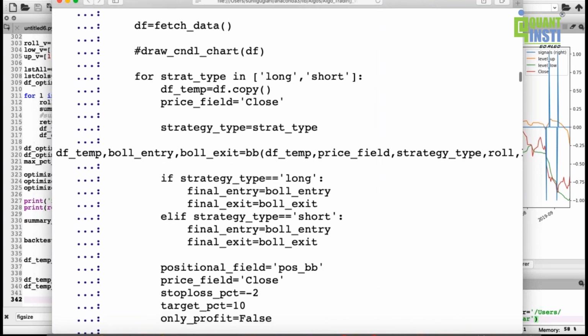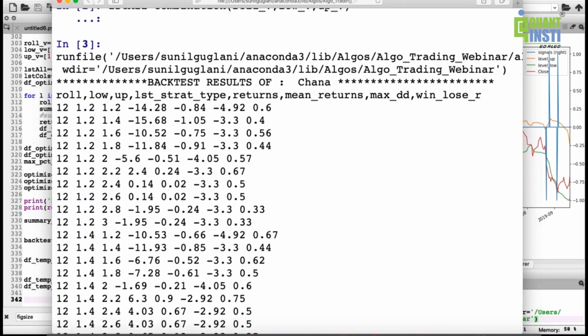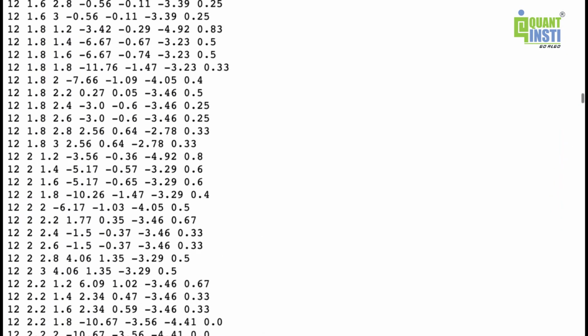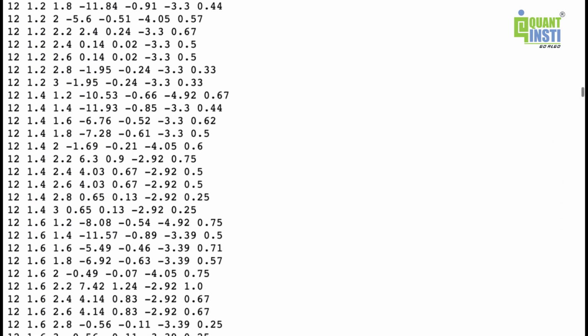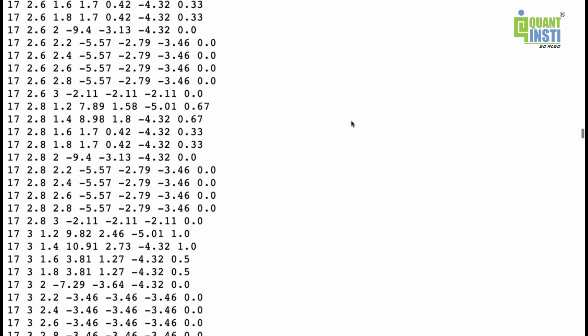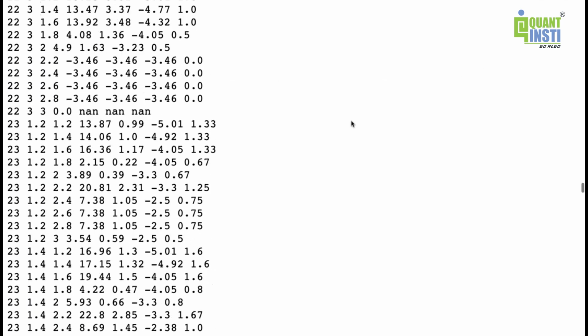So this is all the code which we ran. If we see, it is showing the output of each set of parameters. This is the rollback period. This is the lower level. This is the upper level. These are the returns, mean of the returns, maximum drawdown, win-loss ratio. So it ran for all 1000 combinations.